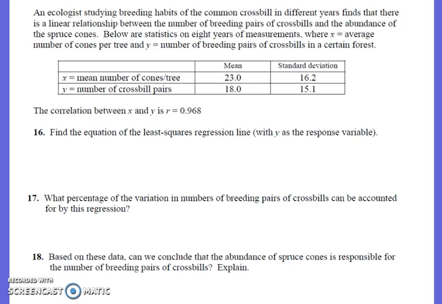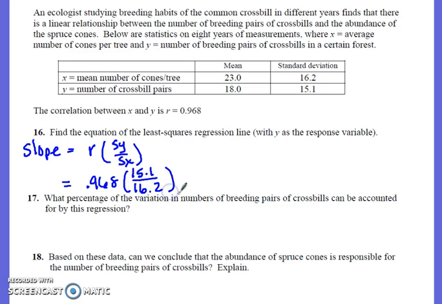The correlation between X and Y is 0.968, and they ask us to find the equation, where Y is the response variable. So the first thing I need to find is slope, and that formula is equal to r times s_y over s_x. So it's just going to be 0.968 times standard deviation of Y, which is 15.1, over standard deviation of X, which is 16.2. So I ended up with a slope equal to 0.9022, I think. So my slope is 0.9022.